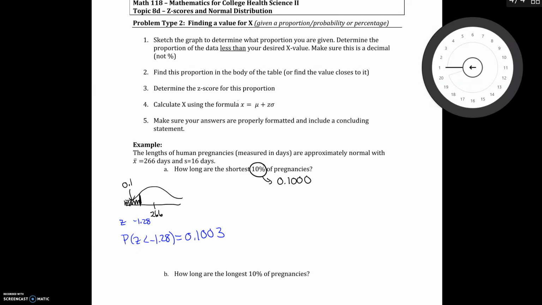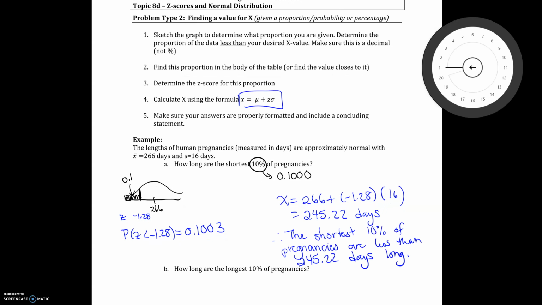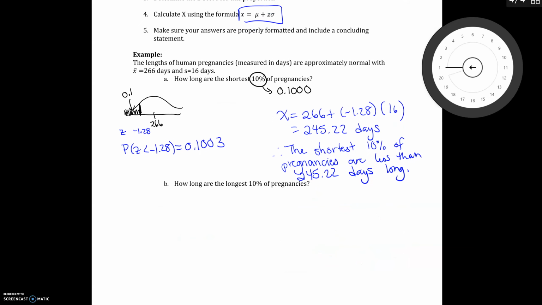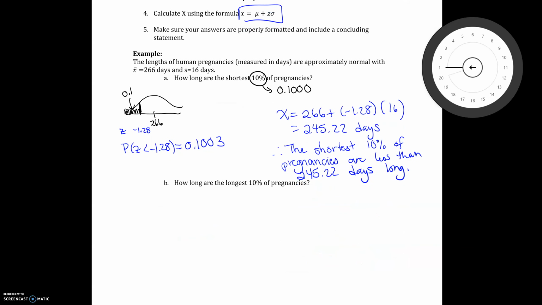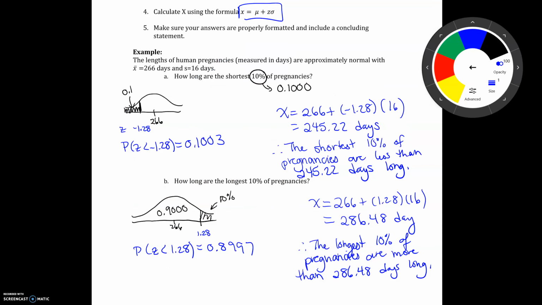Once I have my z value, to figure out my corresponding x value, I substitute into the formula: mean plus z times standard deviation. Calculating that out, I get my conclusion. Therefore, the shortest 10% of pregnancies are less than 245 days long. If I want to know how long the longest 10% of the pregnancies are, because I'm still finding that same probability, I would convert my z-score to a positive value. Well, we can write our conclusion.